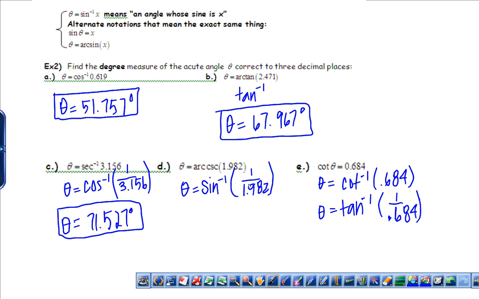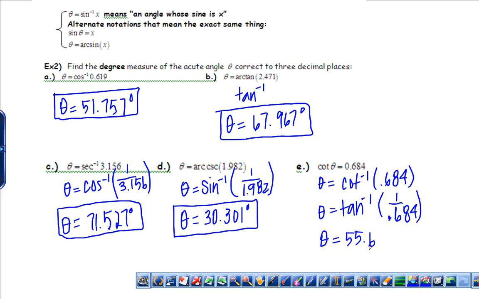If you would like to pause and go ahead and find these others, what is the angle that gives you the arc sine of 1 over? That should be about 30 degrees, or 30.301 degrees. And what angle gives you the arctan? That should be 55.628 degrees.